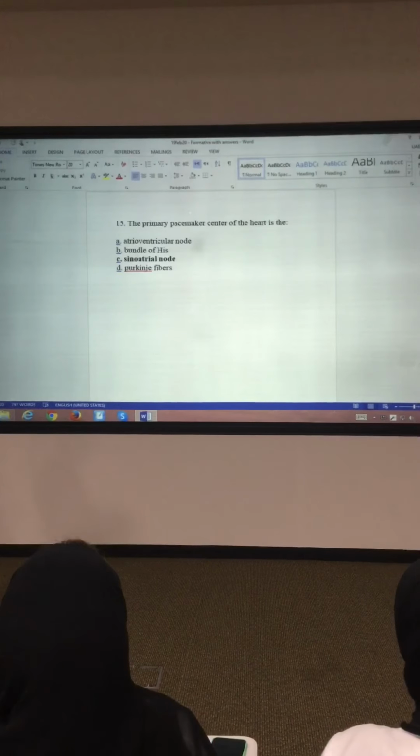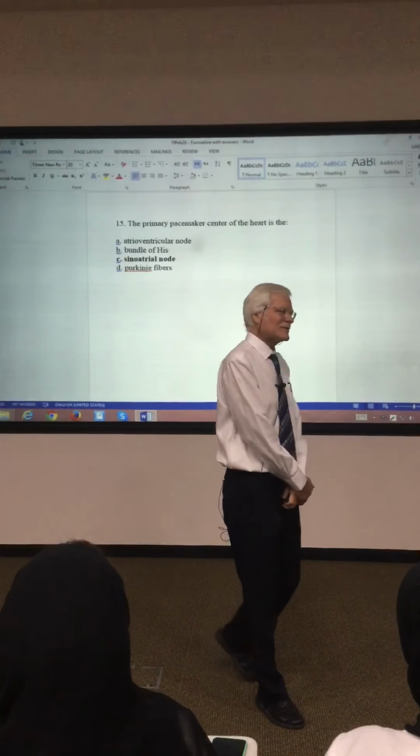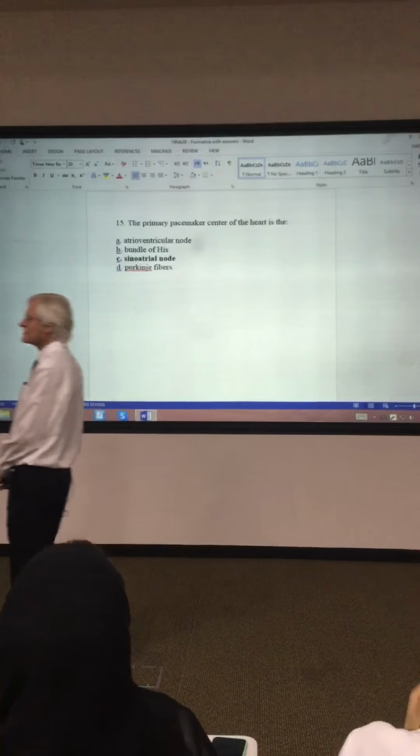But that E would be a distractor that would be very obviously wrong, I think, because, you know, what would you put there? Ventricle or something?